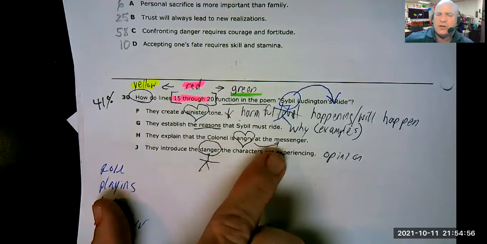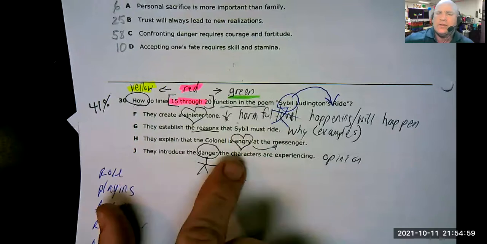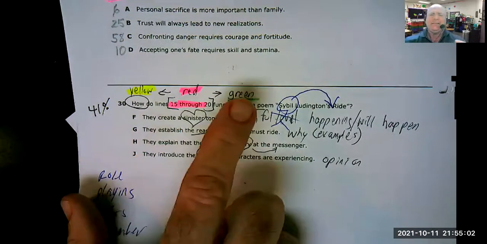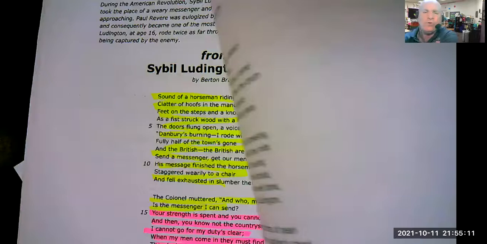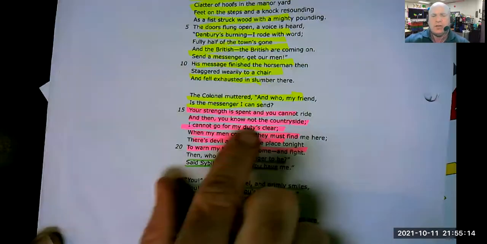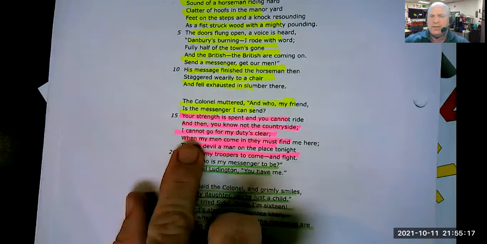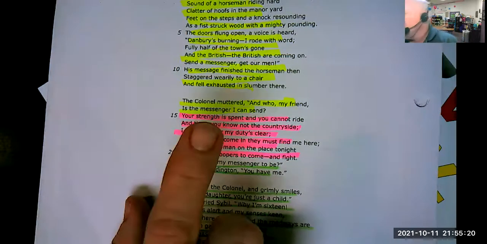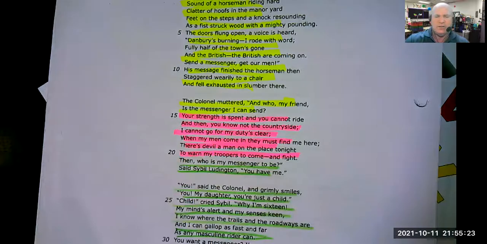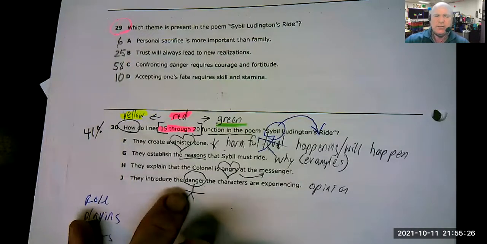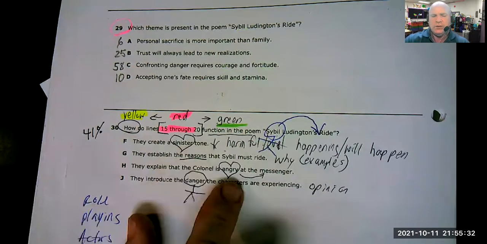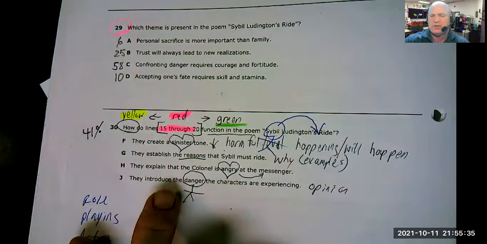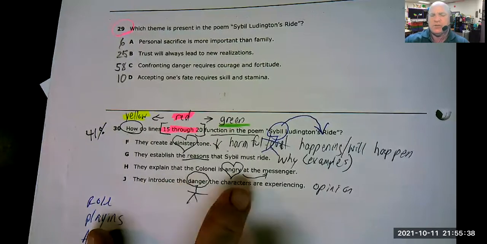They introduce the danger the characters are experiencing. In those lines alone, it's only talking about the colonel being worried because the messenger can't go and that he has to stay there. So it's only about the reasons the messenger can't go and the colonel can't go. And to introduce danger, once you say something dangerous, that's an opinion, and that opinion was never expressed in there.